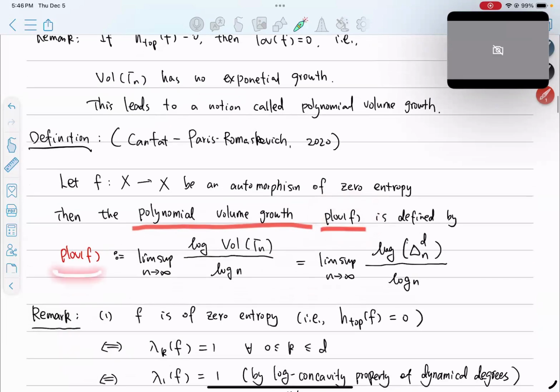Basically, it is just the polynomial volume growth of this iterated graph gamma n. We look at the volume of gamma n and then consider the polynomial growth rate. Then this is a natural definition.